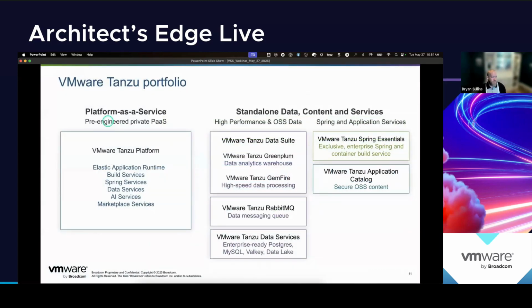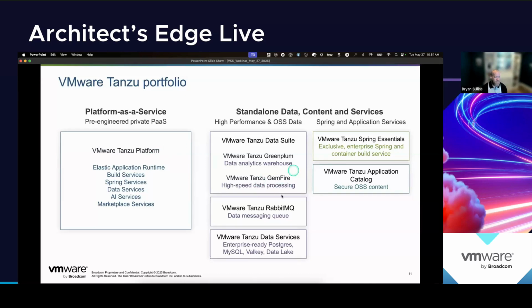Then we have our Tanzu portfolio. This is our platform as a service. Kind of have three pillars here. We've got our Tanzu platform. This is going to be a development stack. Super cool stuff. All of our customers who run this typically are huge fans of it.